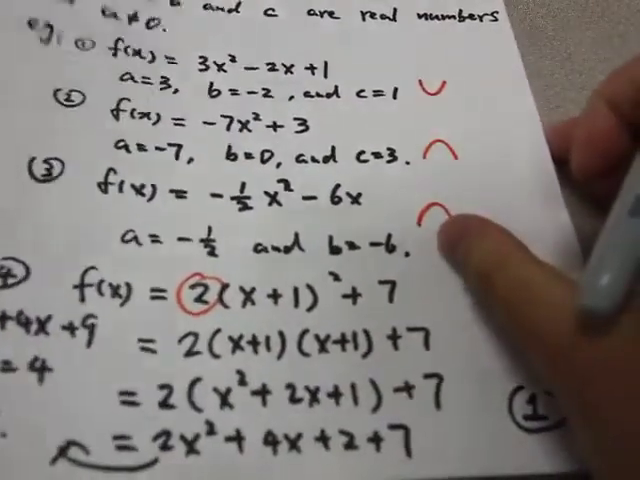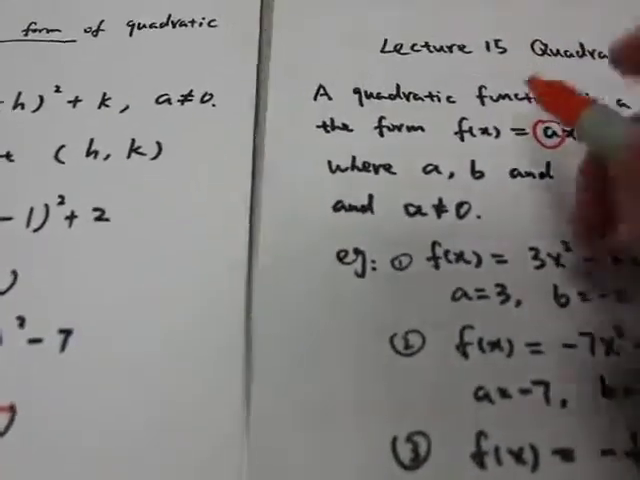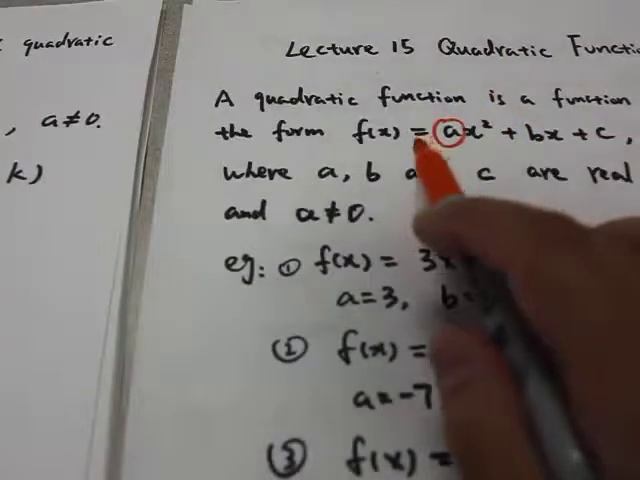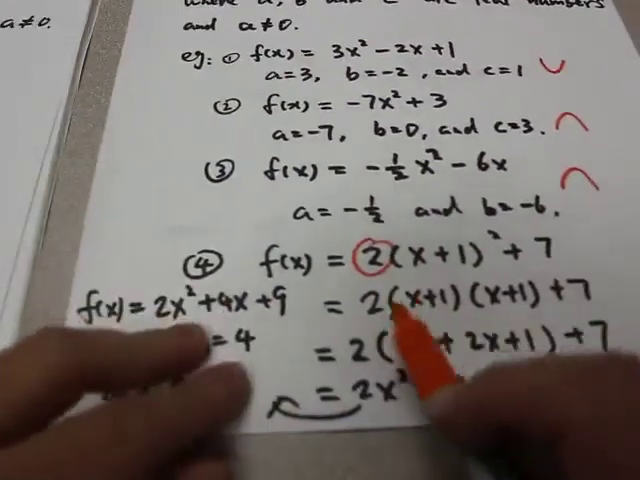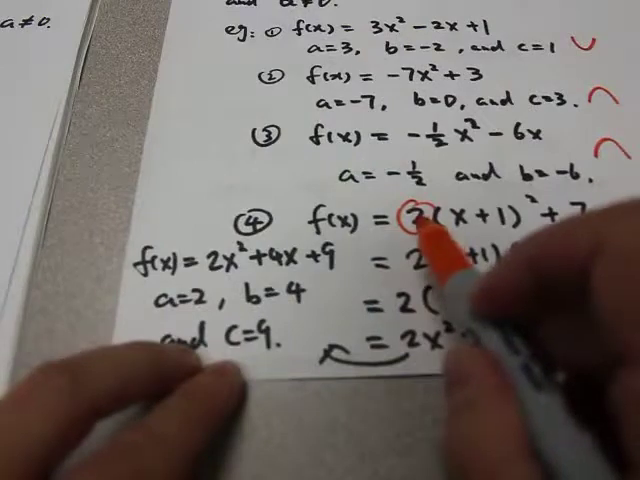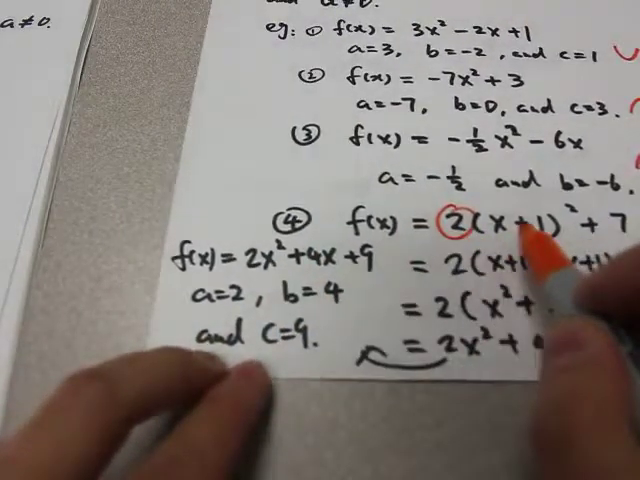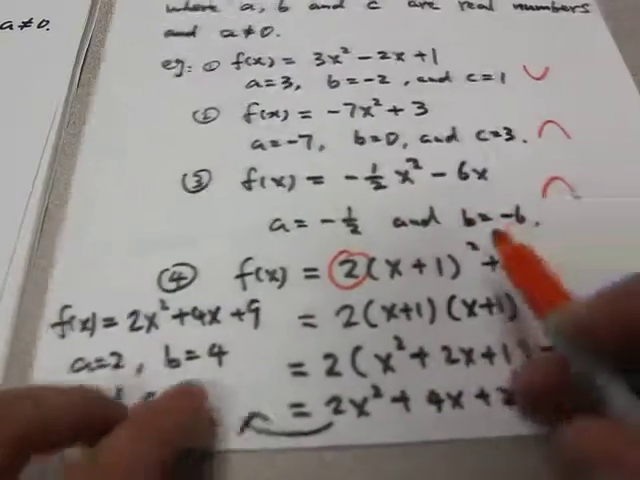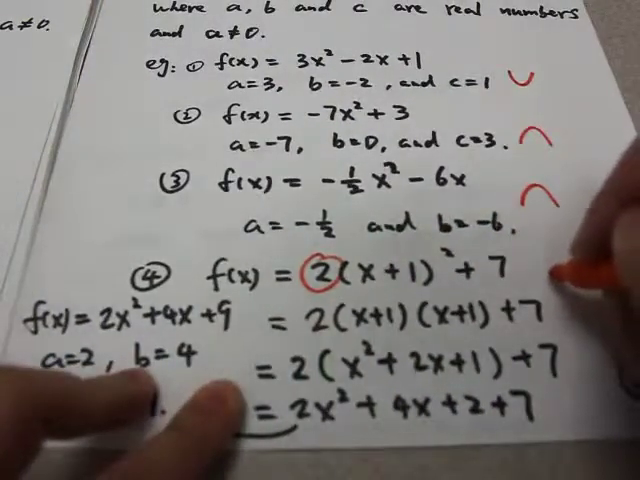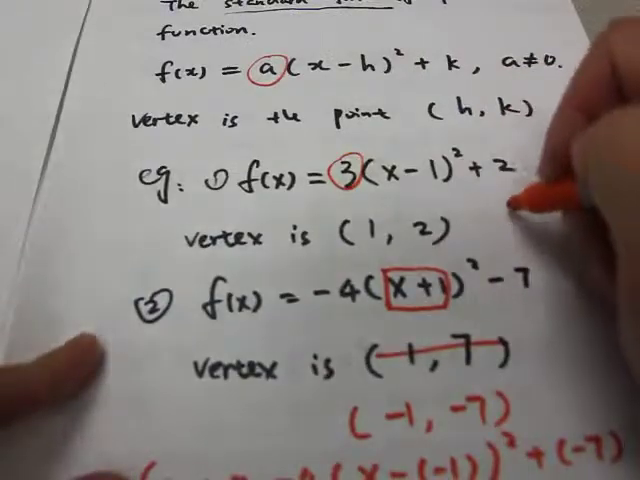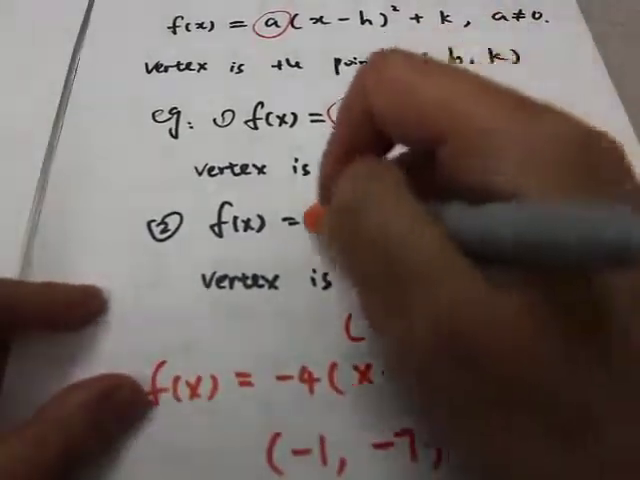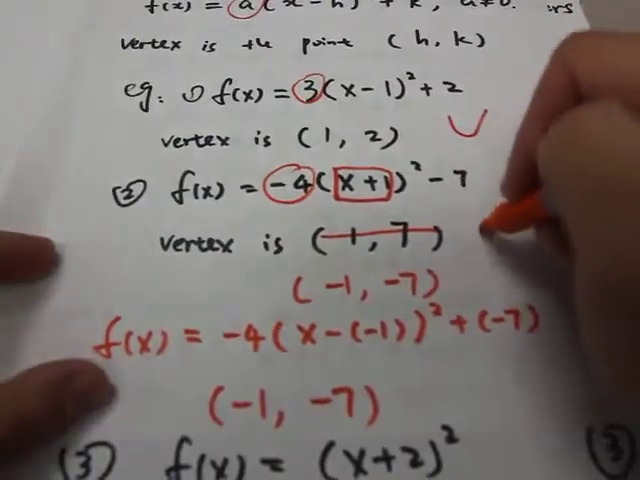Now, please keep in mind that no matter whether the quadratic function is given in this form or in this form, a is always the same. So here a is positive 2, and when we convert this form into this way, a is also positive 2. Because a is positive, the graph opens up. Now here, because a is positive 3, it opens up. And here a is negative 4, so the graph opens down.